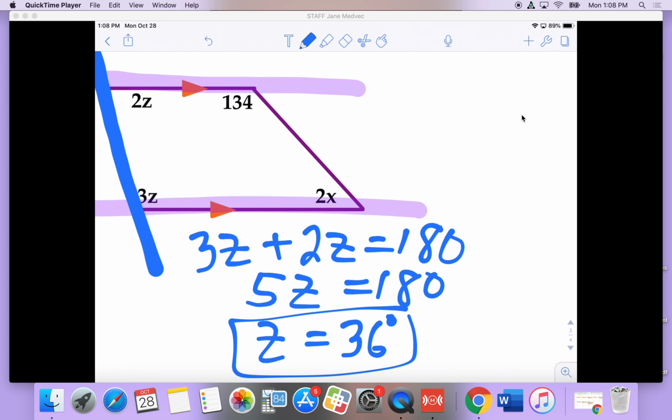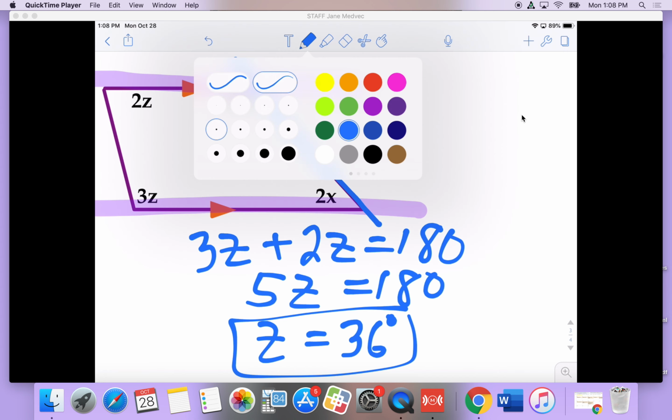We okay? Not okay? Questions? Okay. Let's move on. I've got another side that acts like a transversal. So how do we go about this? What are we going to do to solve it?